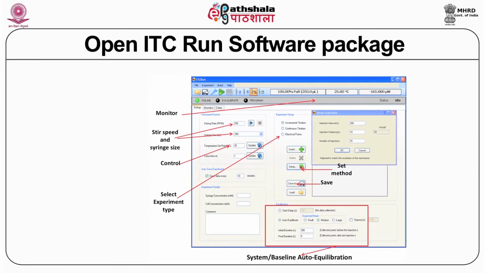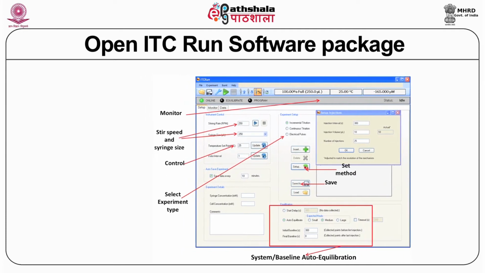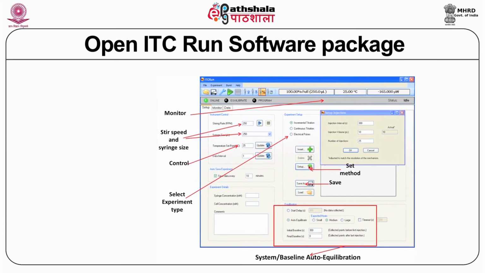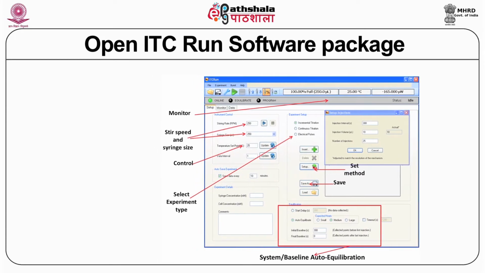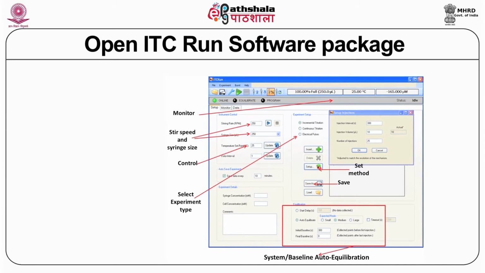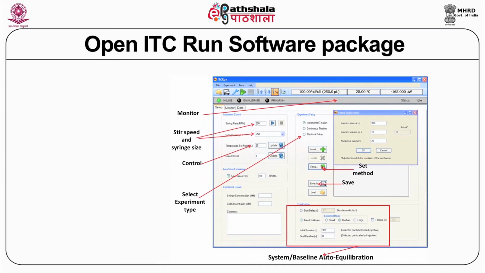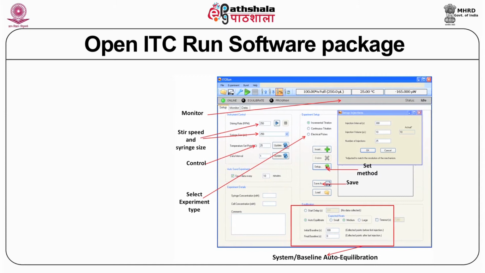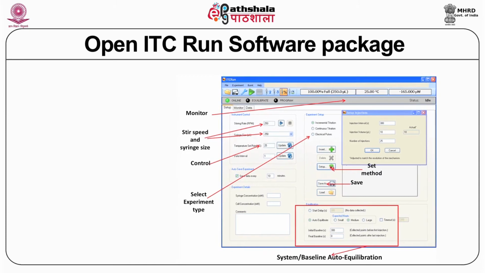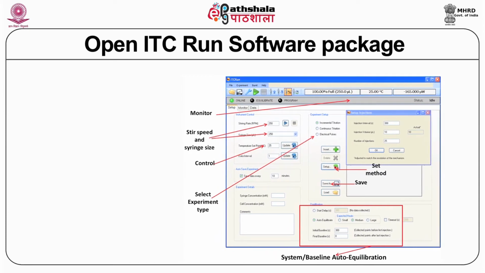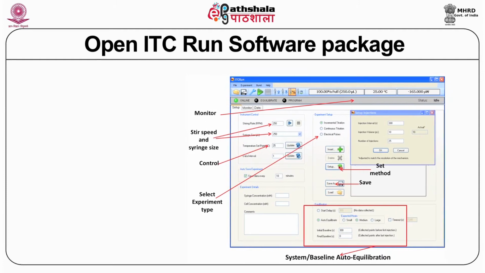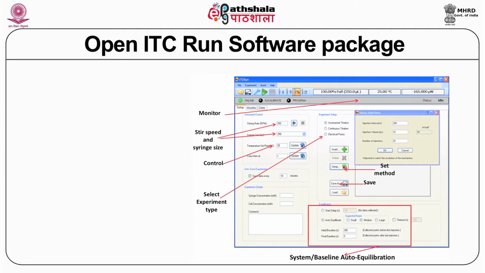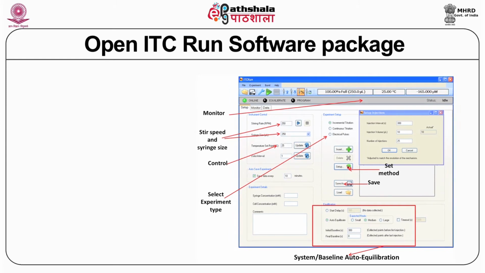Then you type the experiment you are going to do, whether it can be continuous, or incremental, where you do a titration in small amounts. These are shown here, three types: incremental and continuous titration, or electrical pulses. Whichever one you want to do, you can set it up as per your requirement.